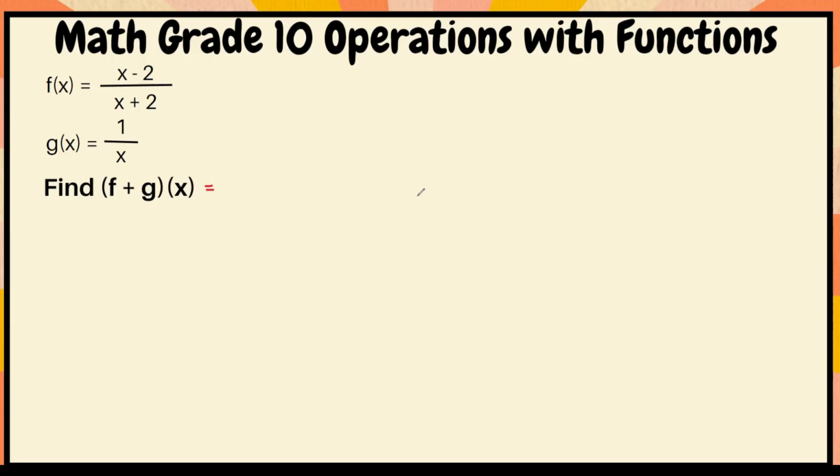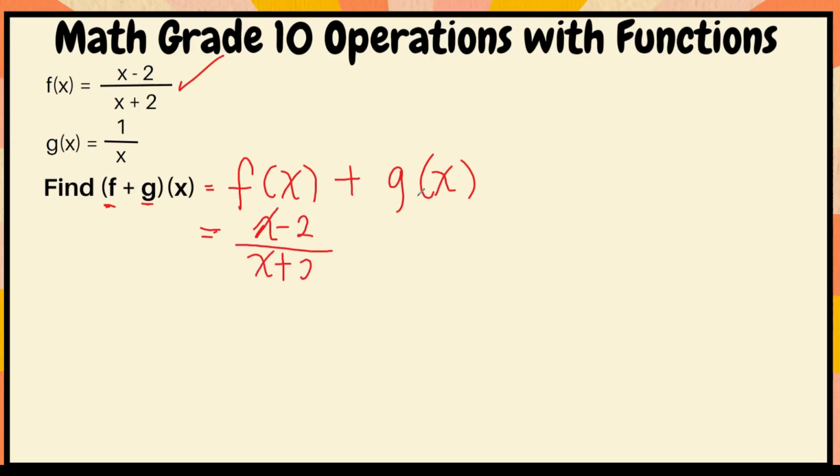You can separate that first. So f of x plus g of x. So we start with f added by g, right? So f of x plus g of x. So let's replace our f of x, which is this one. So let's have x minus 2 all over x plus 2 added by the g of x, which is 1 over x. Okay. Now, as you can see, these are dissimilar fractions. So this is a dissimilar rational expression.